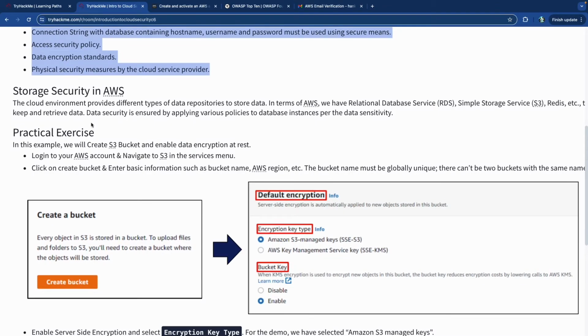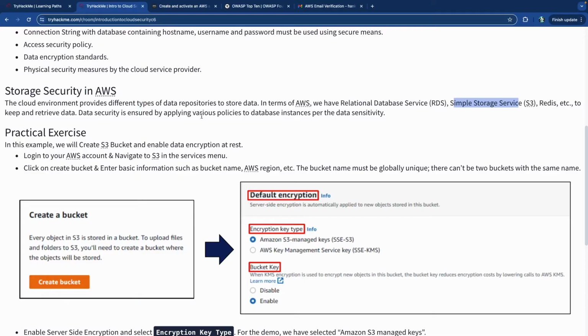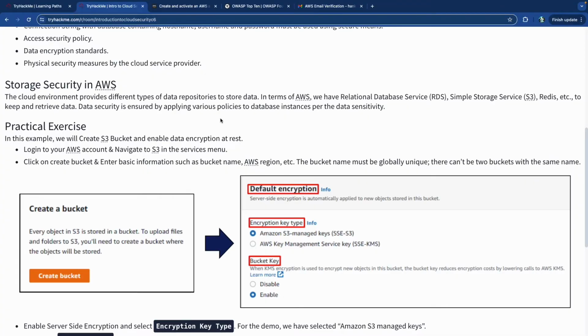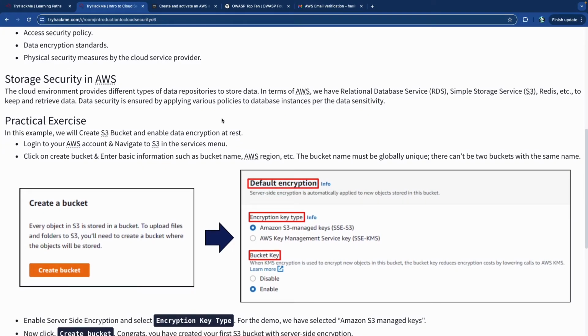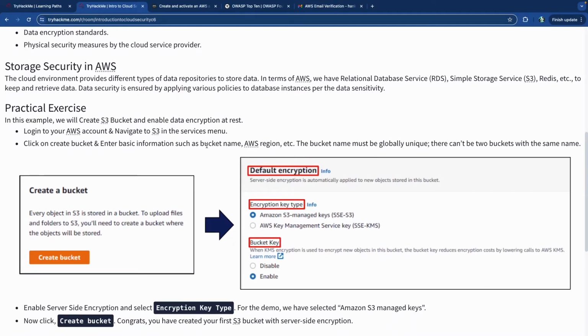And then in AWS specifically, we can look at a lot of different types of repositories to store the data. You have the Relational Database Service, Simple Storage Service, Redis, and a lot of other things. And data security is ensured by applying various policies to database instances per the data sensitivity, right? So how sensitive the data is, if it's confidential, or if it's hybrid, or if it's just meant to be internal, all of those things.